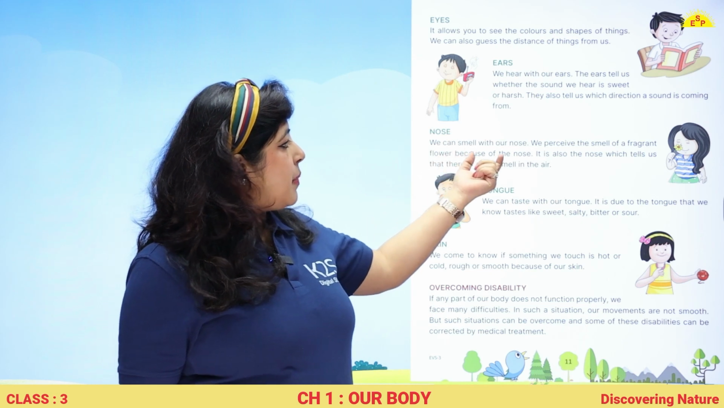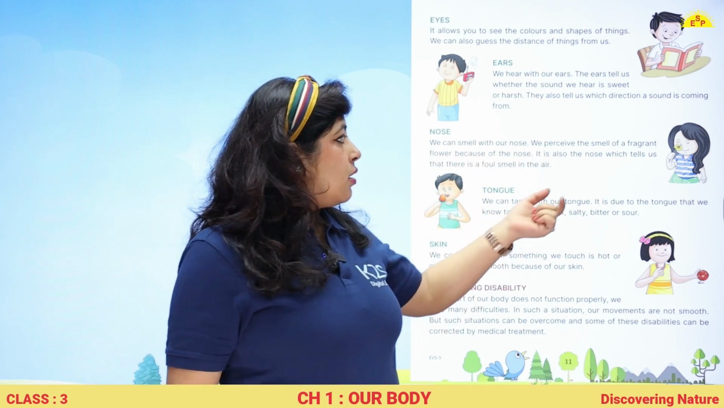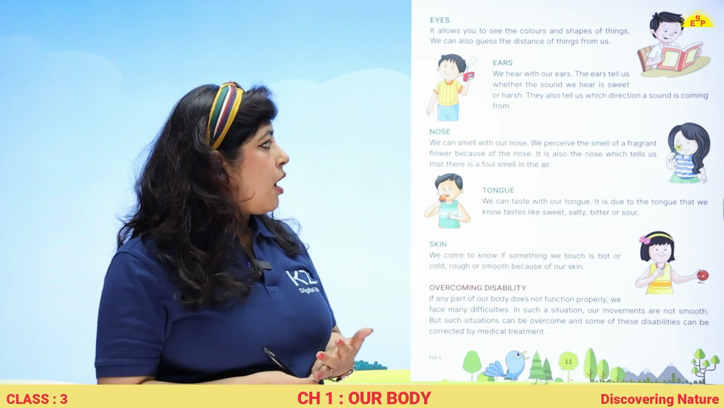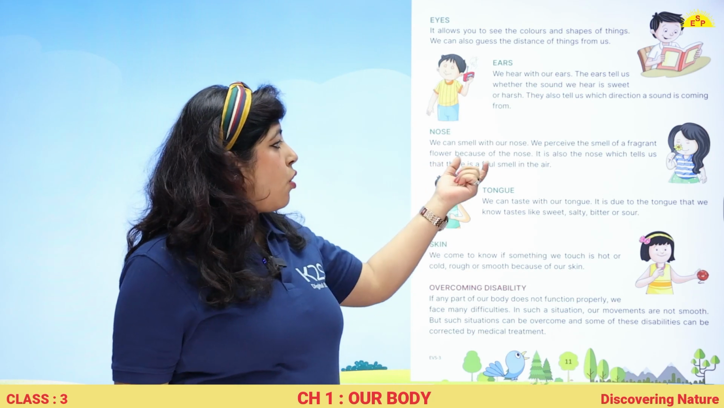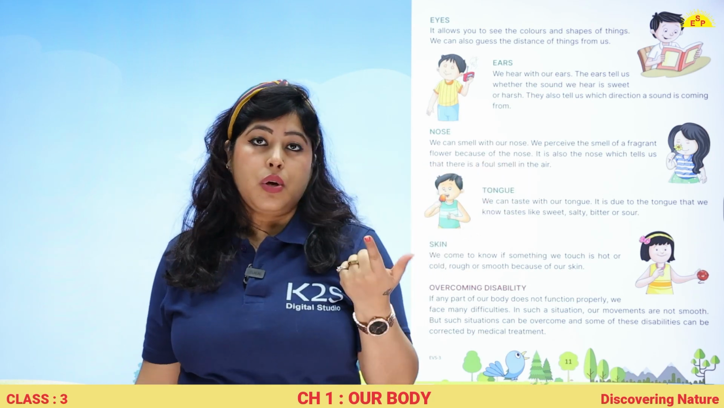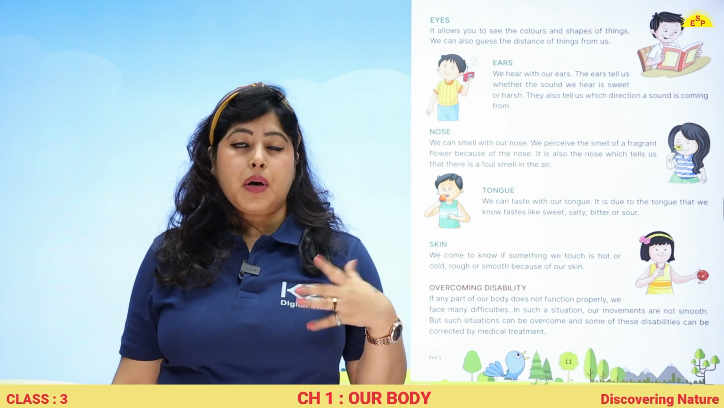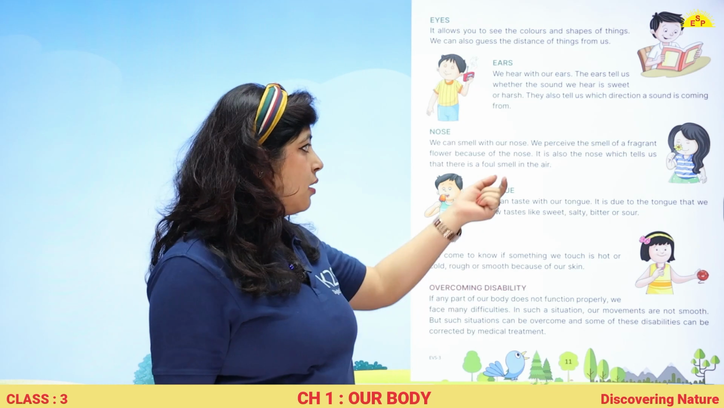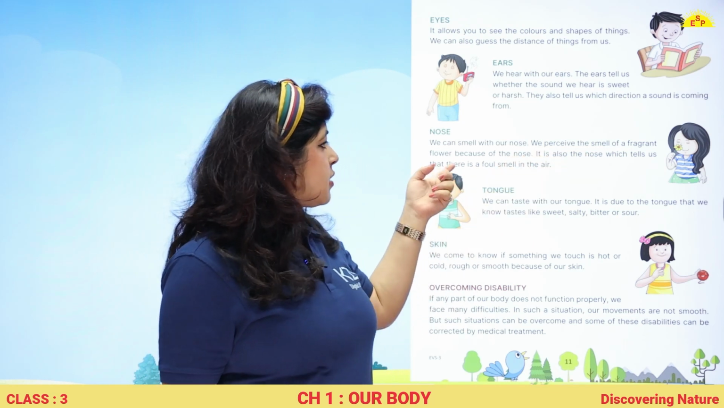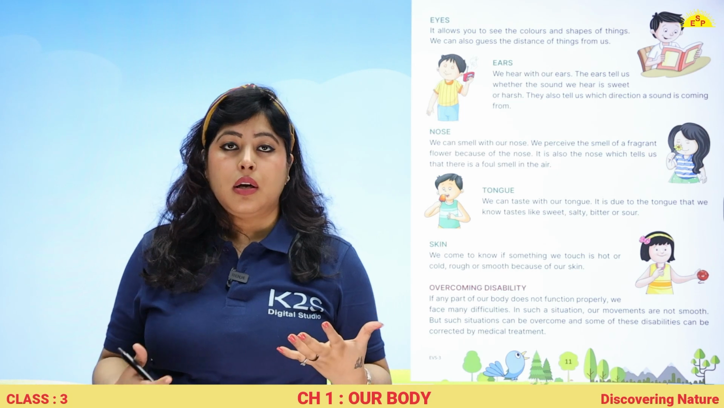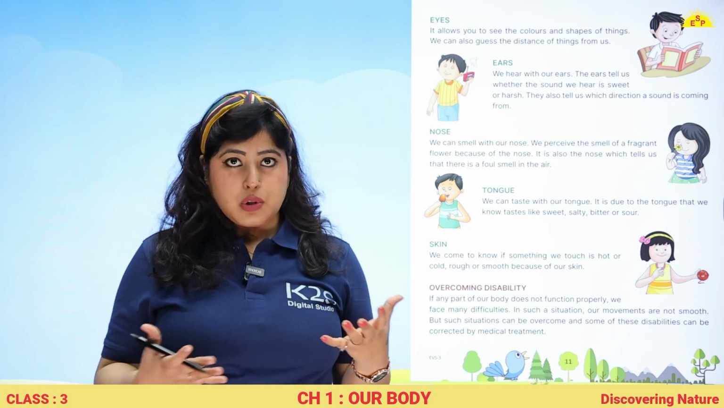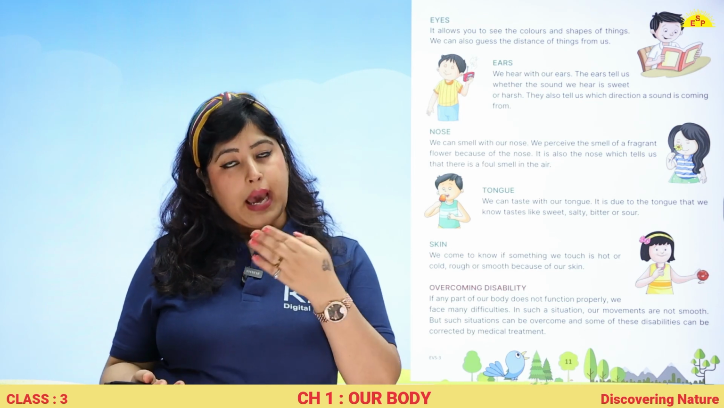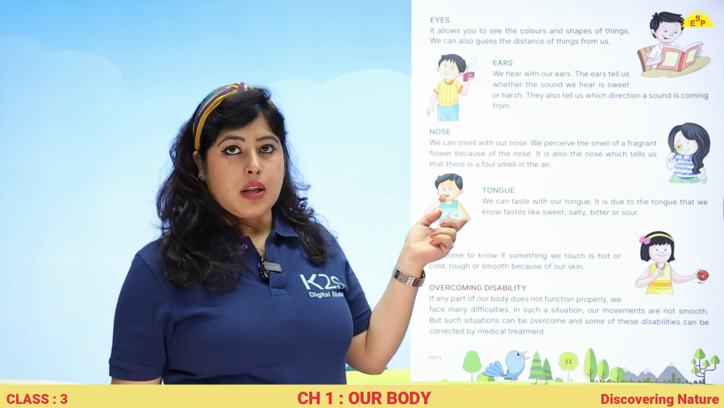Nose. We can smell with our nose. You can see the girl is smelling the flower. We perceive the sense of fragrant flower, खुशबूदार फूल, because of the nose. अगर हमारी nose नहीं होगी तो हमें कोई distinguish नहीं हम कर पाएंगे कि हम कहाँ खड़े हैं, garbage के पास खड़े हैं या perfume या flowers के साथ खड़े हैं. It is also the nose which tells us that there is a foul smell in the air, कि हमारे आसपास कोई foul smell आ रही है, बदबू आ रही है, कि जिसकी वजह से हमें अपने नोज पे हैंकरचीफ रखना है. Now we study the tongue.